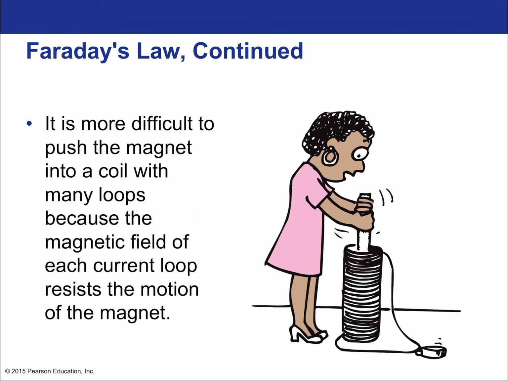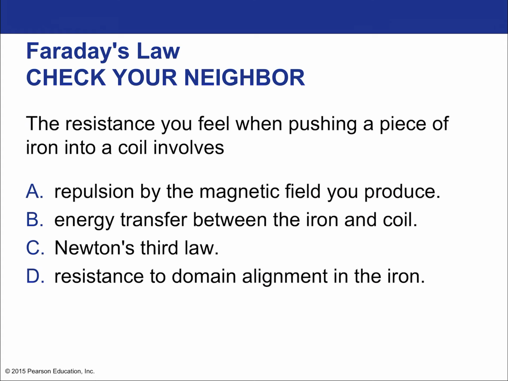Okay, so it is more difficult to push the magnet into a coil with many loops because the magnetic field of each current loop resists the motion of the magnet. Okay, so that's because that's the strength that's being basically created by the coil. So the resistance you feel when pushing a magnet into a coil involves what? What's going on? Repulsion by the magnetic field you produce, energy transfer between the iron and the coil, right? Because that's the iron magnet. Newton's third law, because they're just pushing back on each other.